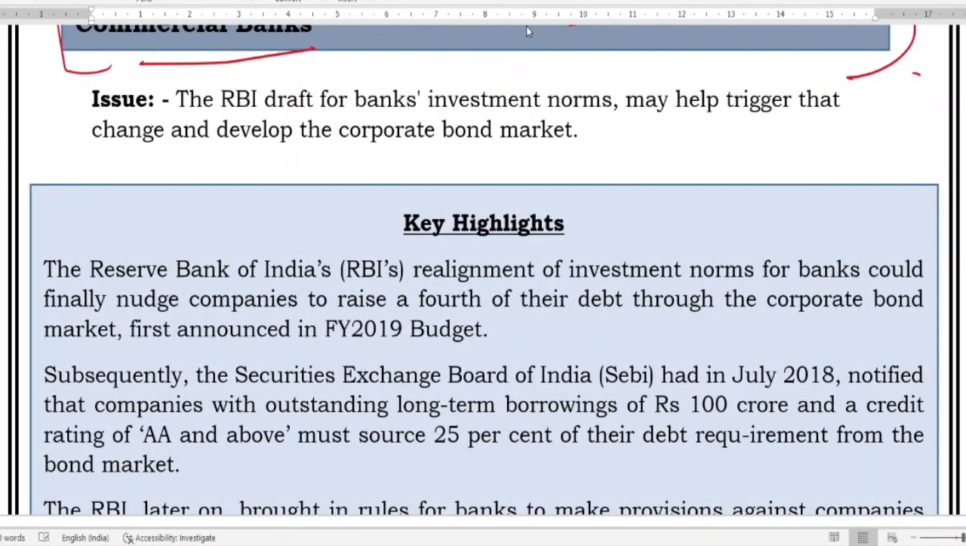Why this is important? Because the draft bank investment norm may have triggered that change and develop the corporate bond market. Okay, so it is also important that the corporate bond market grows. So now see, when you see bonds, the government bonds is highly secured. Even the bonds from the corporate like Reliance Industry, TCS, Wipro, Infosys, ITC, you will invest because this company had been into the existence in more than 30 years and you have enough faith in them that yes, they will honor the claim.